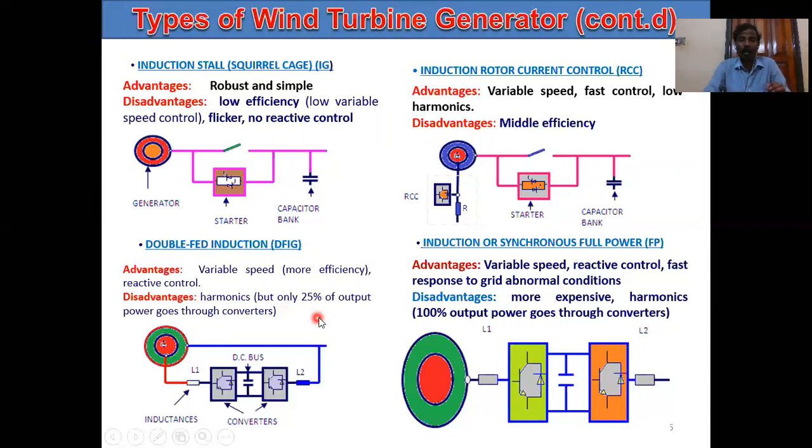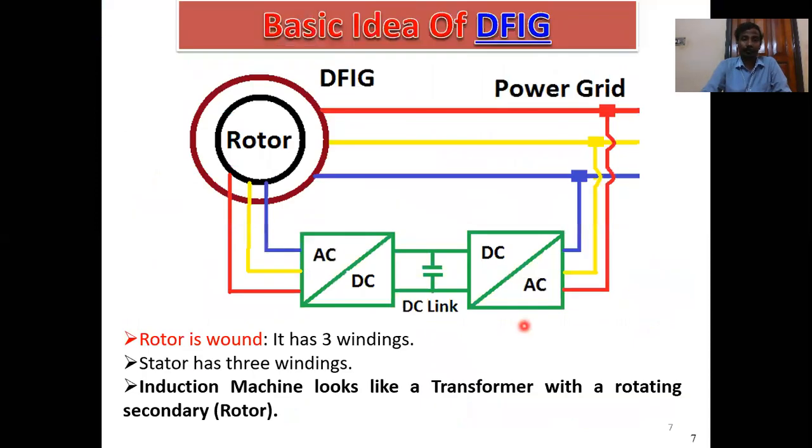But only 25% of output power goes to converters. And the fourth part, induction or synchronous full power. The advantages are variable speed, reactive control, fast response to grid abnormal conditions. Disadvantages: more expensive, harmonics, and 100% of output power goes through the converter.